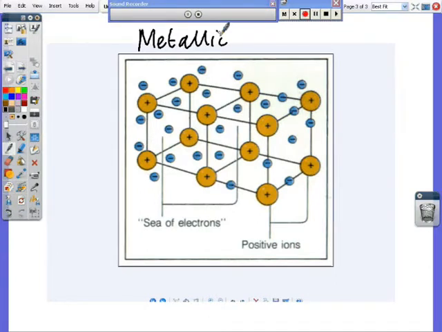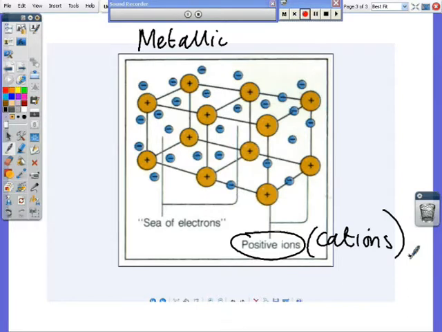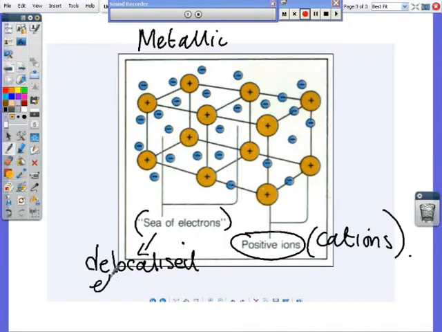Okay, so what do we have in terms of this bonding? Well, we have positive ions, or metal cations, just like we had, if you remember, in our ionic bonding. So the metal on its own will have its electrons in this sea of electrons, or what you can call delocalized electrons. And that means that the electrons are free to move throughout the structure, just like, if you remember, graphite from our non-metal structures or our covalently bonded structures.